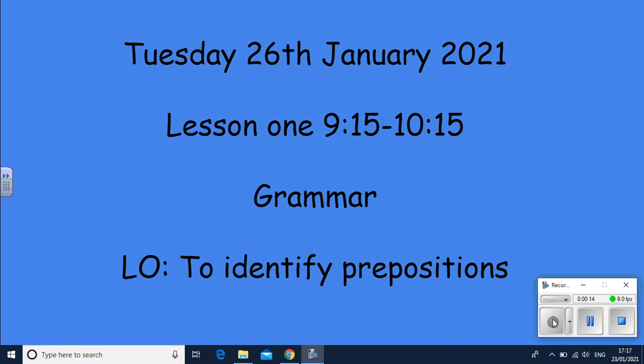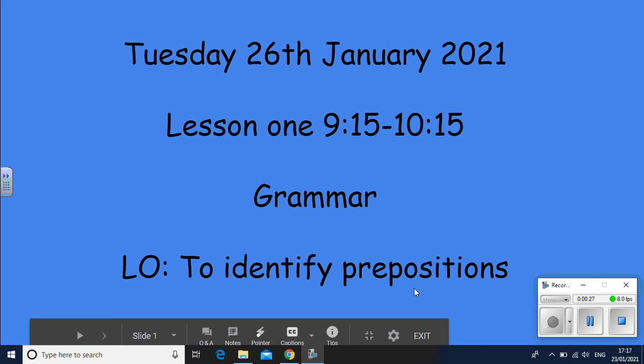So if you could pause the video while you write the date and the learning objective, and then unpause it when you've written it down. Okay, so you should have the date and the learning objective written down. Now let's have a look at what we're doing today.